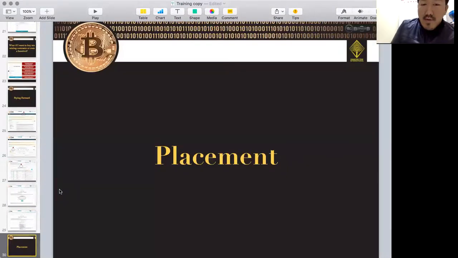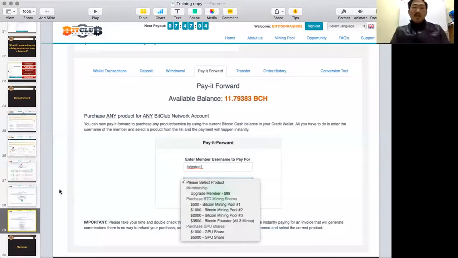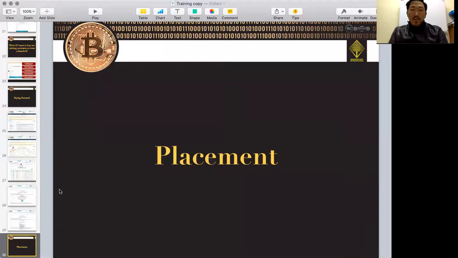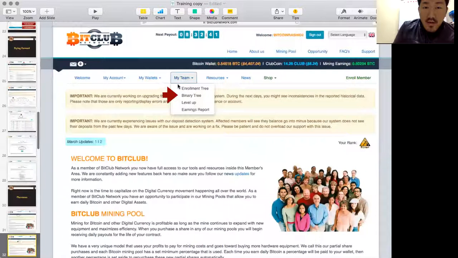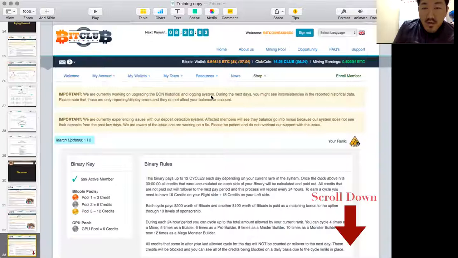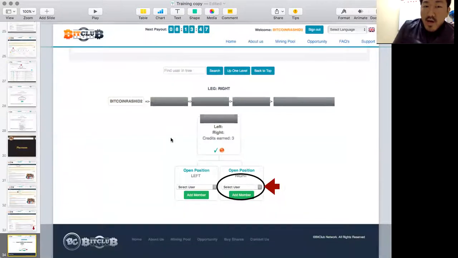So next is placement. After you've paid for all those 100 accounts, the commissions won't come in until you start placing them on your tree. So how do you place them? On the main menu, go to My Team, click on it, and this tab will come out. Click on Binary Tree. This will come out, scroll down, and you'll see something like this. This is how the tree will look like. Your left and right positions will be empty. Then you can start placing them.